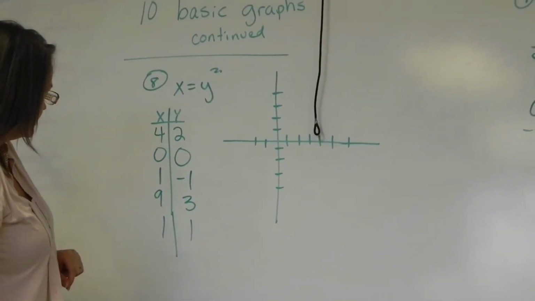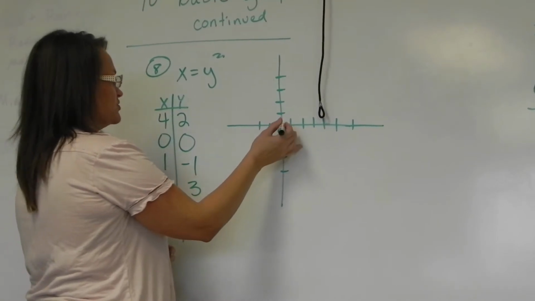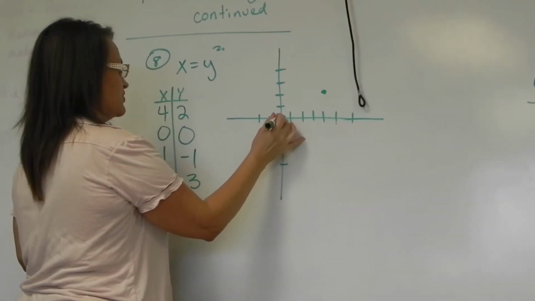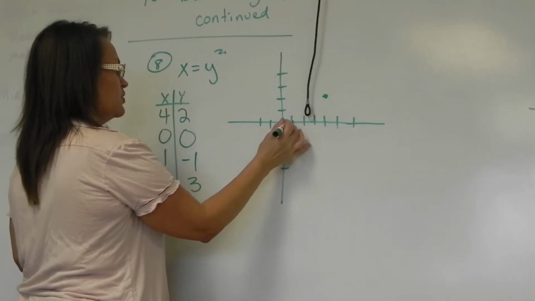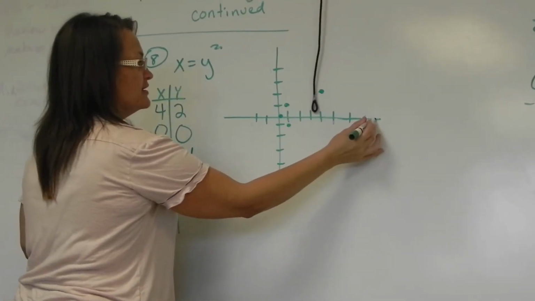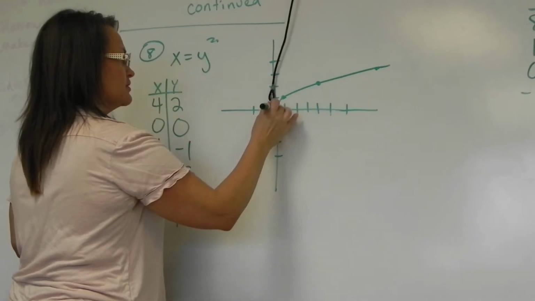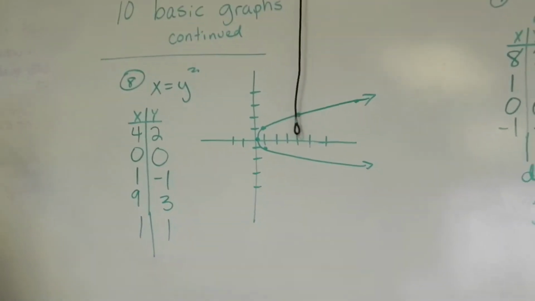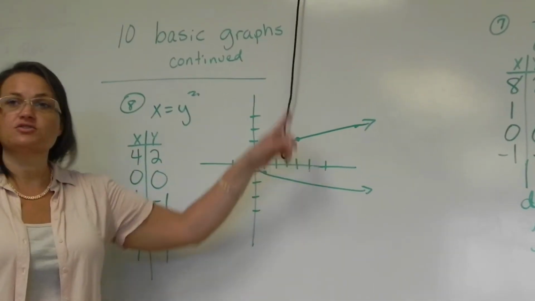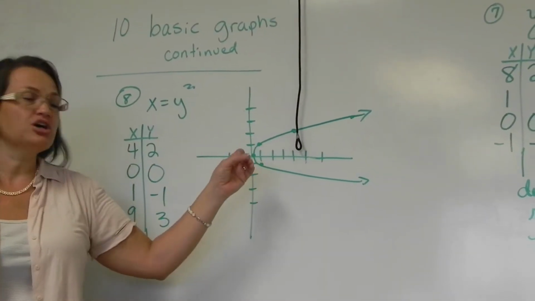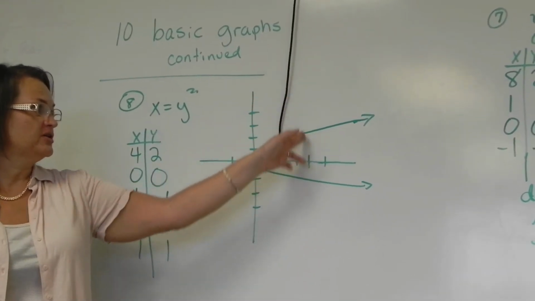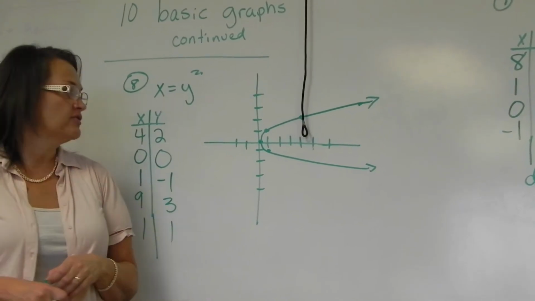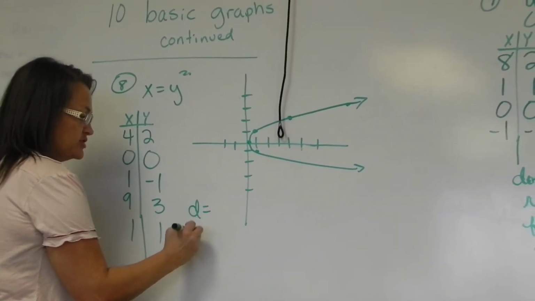So anyway, what it looks like is this sideways parabola. Over 4 up 2, 0, 0, 1 and negative 1, 1 and positive 1, and then 9 and 3. A sideways parabola, or a horizontal parabola. And again, the reason we use the vertical line test is it shows us when you have an x value repeating, one x value with two different y coordinates. So not a function.